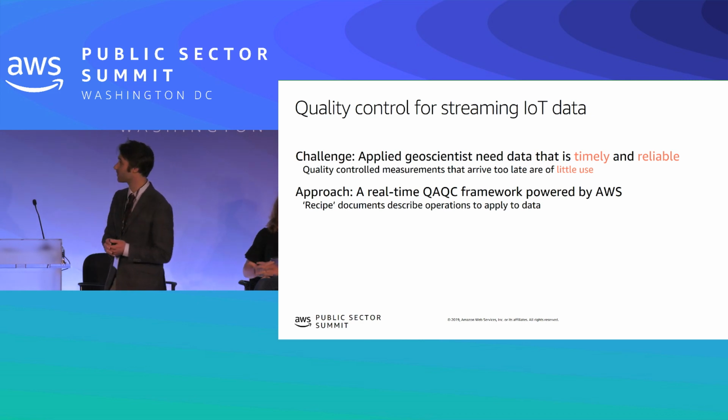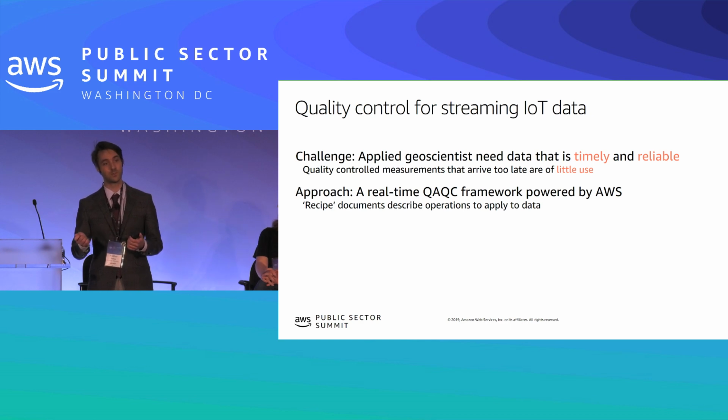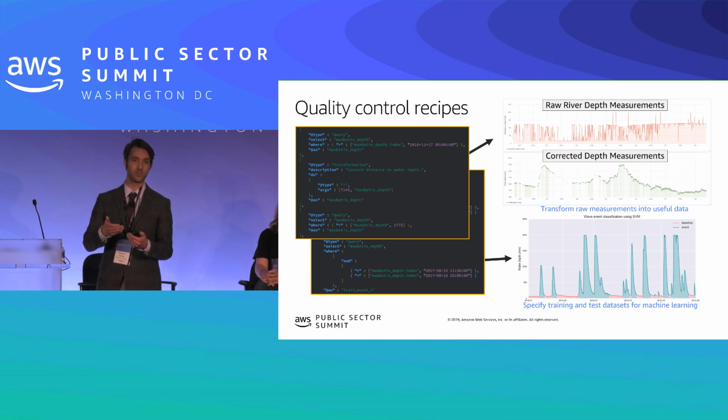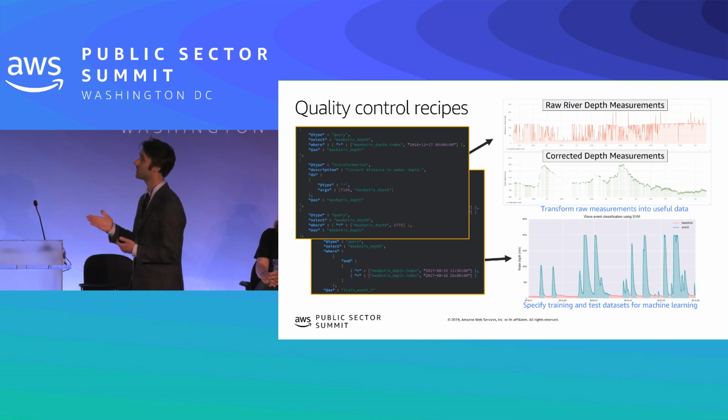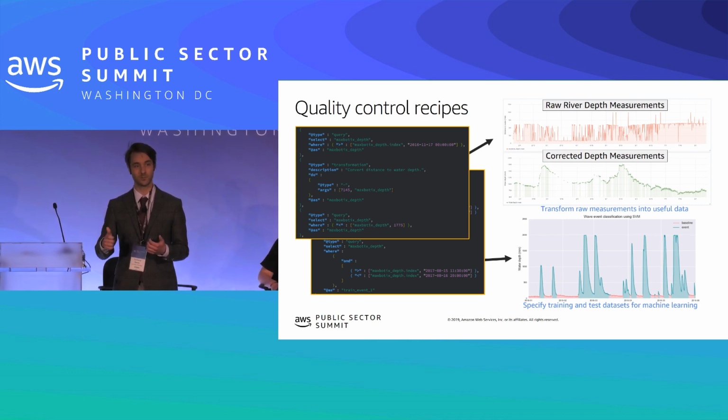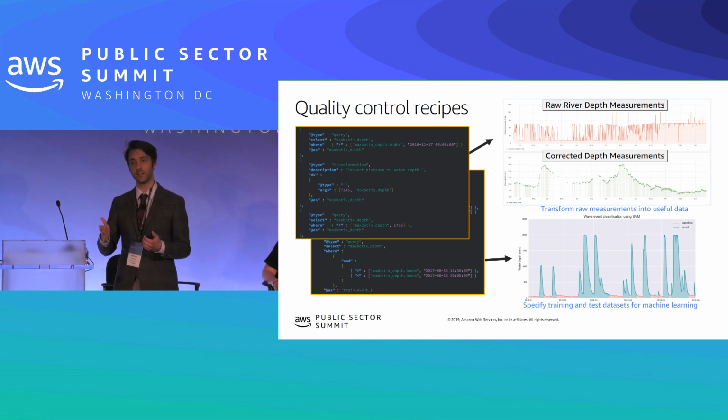So to address these problems, we use this ESIP lab to develop a framework for real-time quality control and quality assurance of sensor data. It's essentially a specification for describing operations to quality control your data. And this specification takes the form of quality control recipes, which are documents that are specified in a JSON-LD format that we describe in our project that performs atomic transformations on your data.